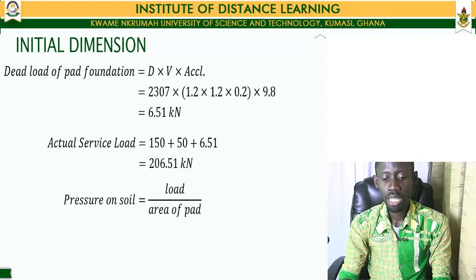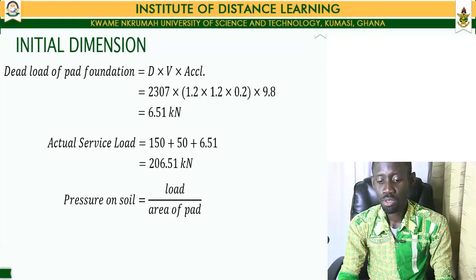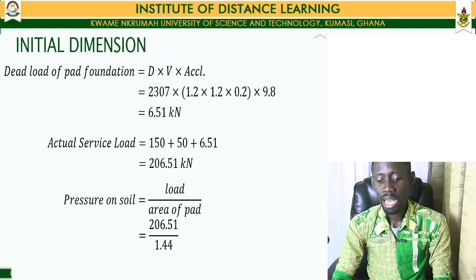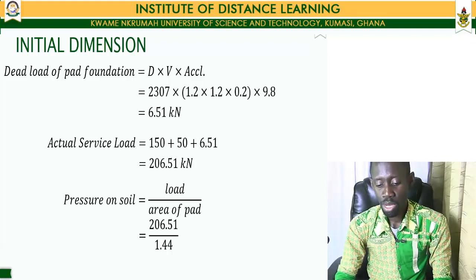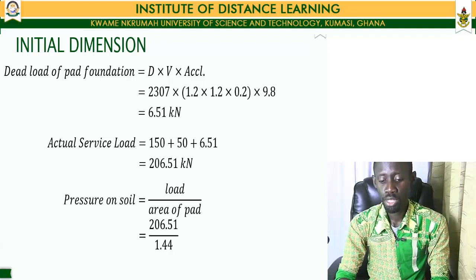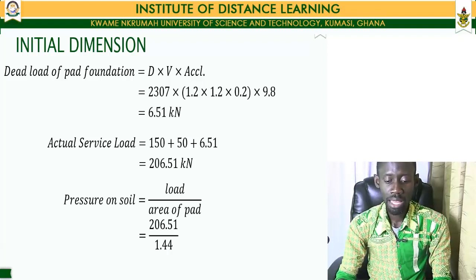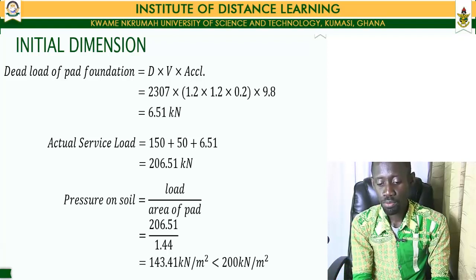Now, going back to check the amount of pressure that would be exerted on the soil, we pick our actual service load and divide by the area of our pad foundation. Our actual service load has a value of 206.51, and for our pad foundation, multiplying 1.2 by 1.2 gives us a value of 1.44. So dividing our actual service load by the area of our pad foundation gives us a bearing pressure of 143.41 kilonewtons per millimeter squared.